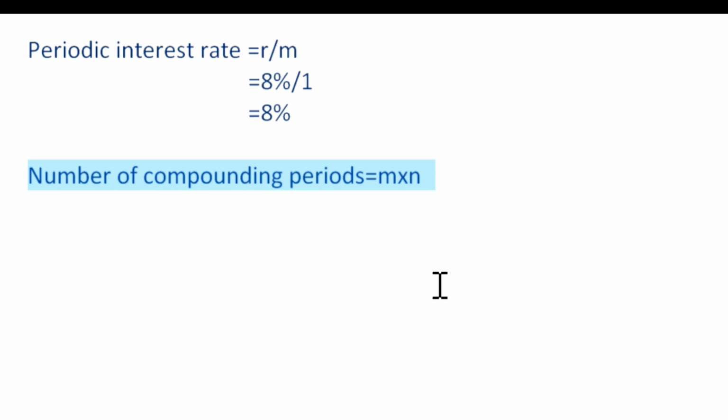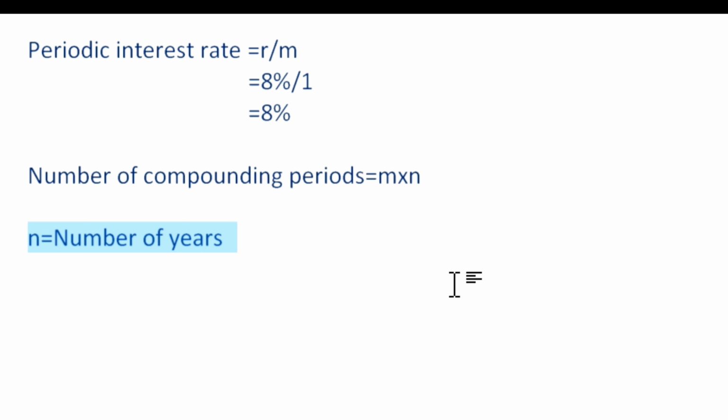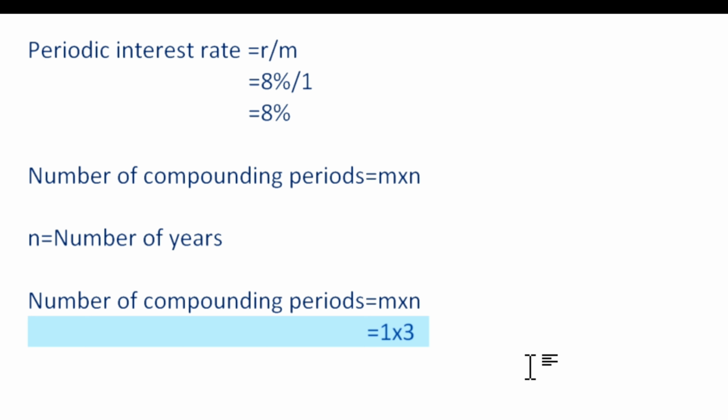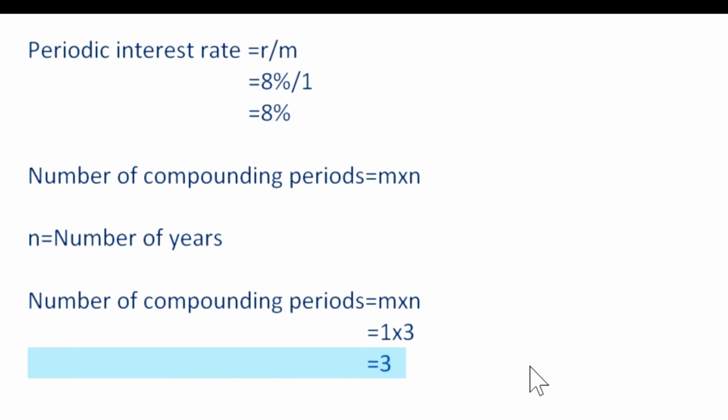Let's calculate number of compounding periods. M into N. M is number of compounding periods per year. N is number of years. So M is 1 and N equals 3. So 1 into 3 equals 3. So number of compounding periods are also equal to number of the years of the investment period because the interest compounds one time per year.